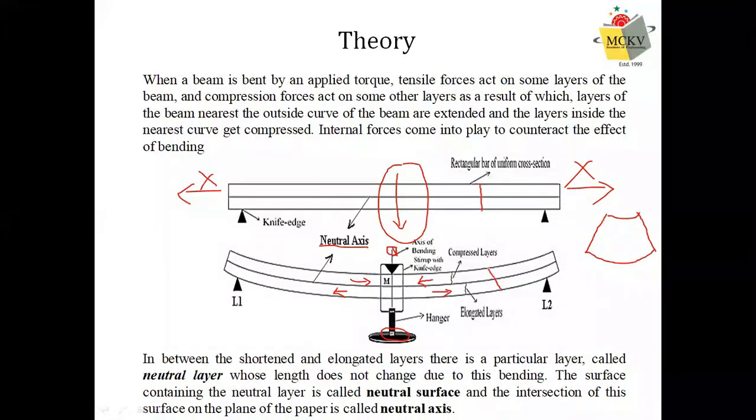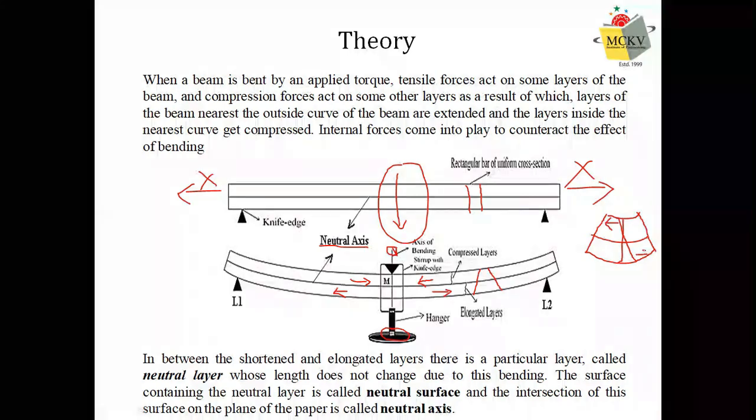let us say this portion. So this was my section. Now the section becomes like this. So this is the neutral axis. The layers above the neutral axis are compressed, and the layers below the neutral axis are elongated. So the line that was previously like this has now become tilted. Please see that above the neutral axis, the forces are in this direction, compressive, and below the neutral axis, the forces are in this direction, that is tensile.